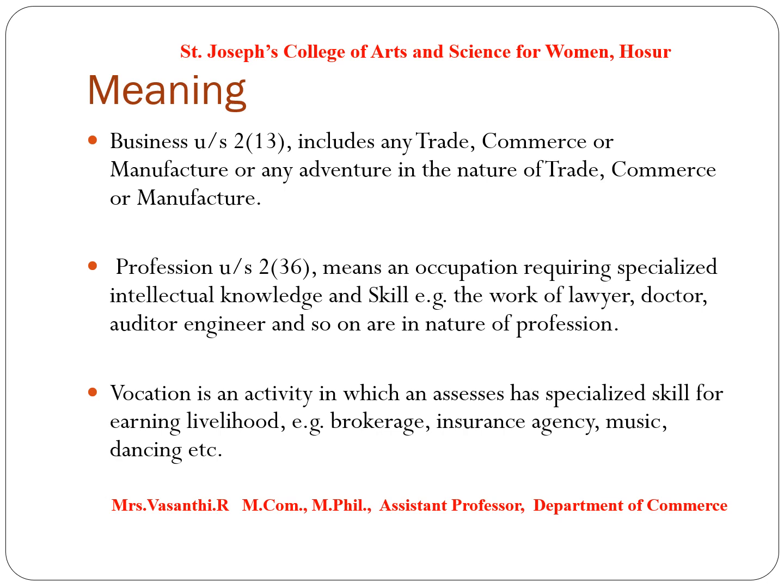First one is the meaning of business. Business includes a trade, commerce or manufacture, or any adventure in the nature of trade or commerce. Profession comes under Section 2(36). It means an occupation requiring specialized knowledge or skill, like lawyer, doctor, auditor, engineer and so on. Vocation is an activity for which an assessee has a specialized skill for earning a livelihood, like dancing, music, insurance, brokerage.